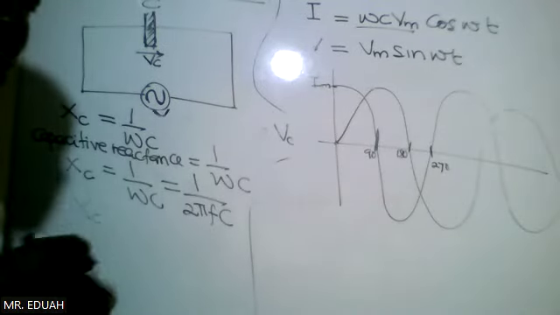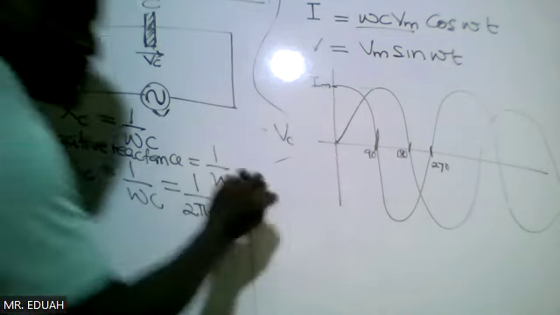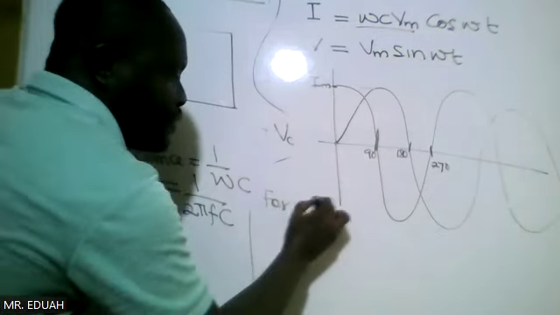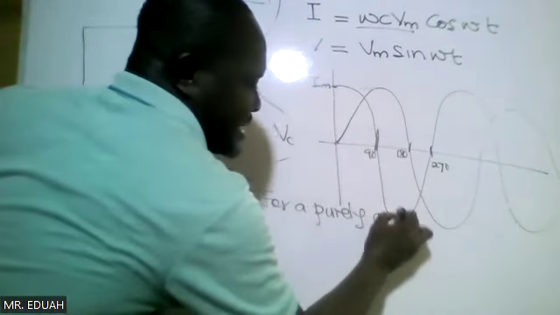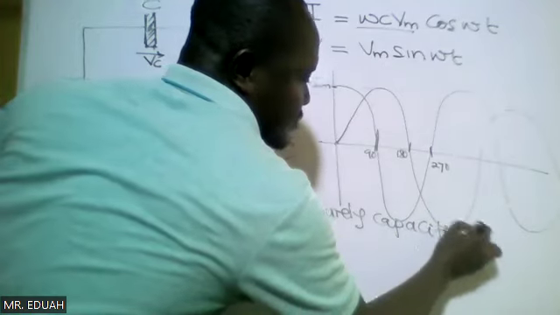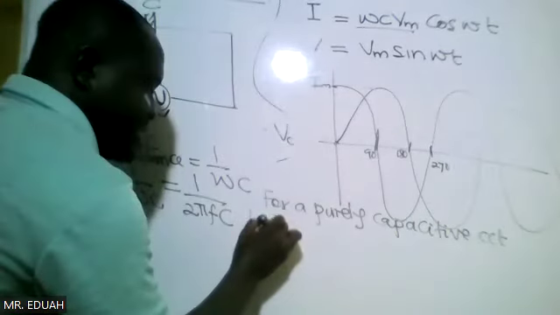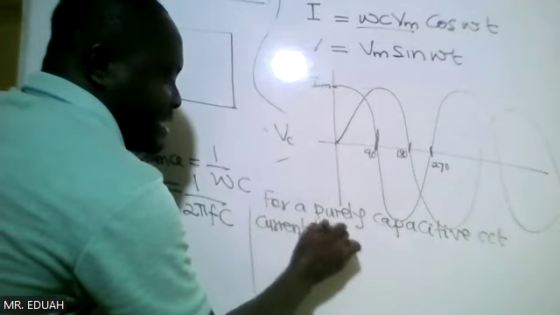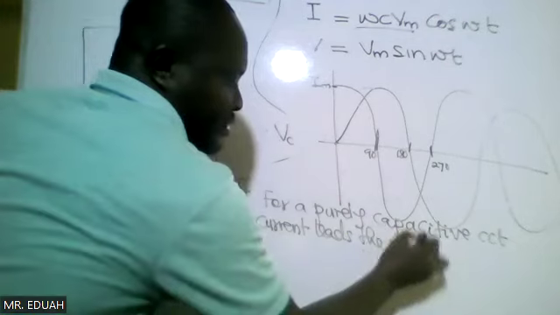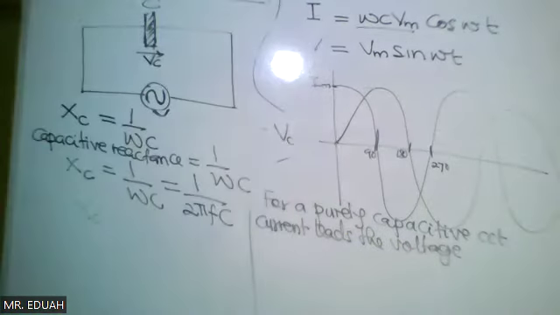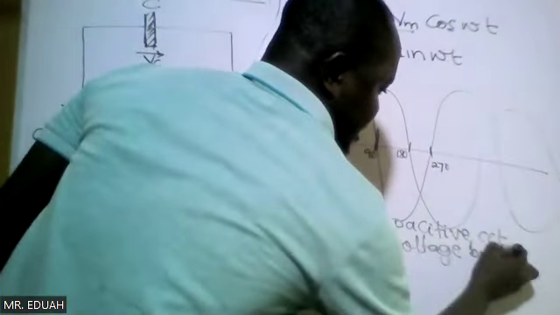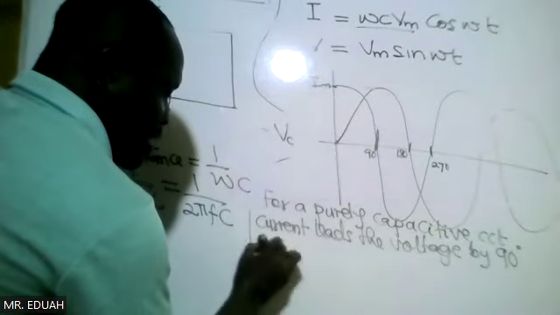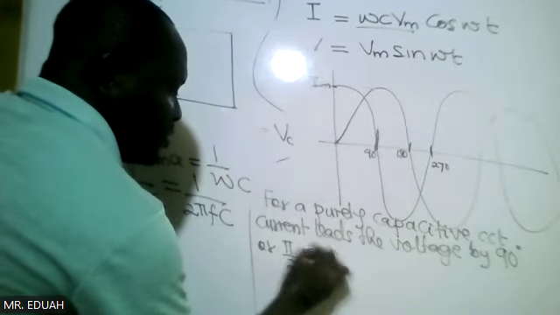So for a purely capacitive circuit, current leads the voltage by an angle of 90 degrees, or pi on 2 radian.